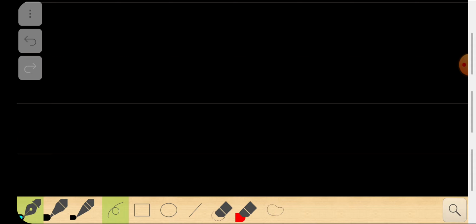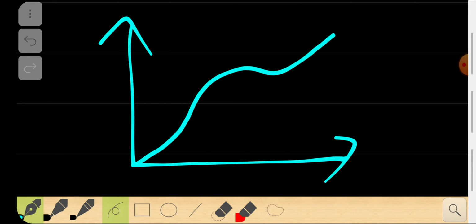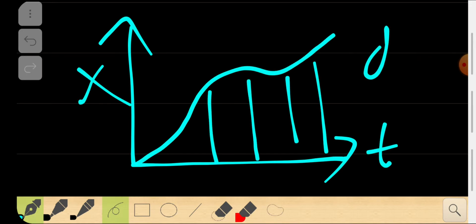Anyway, let's get into the integration: area under the curve. We have already mentioned substantially that the area under the curve for the displacement versus time graph is the distance. So that's the distance.